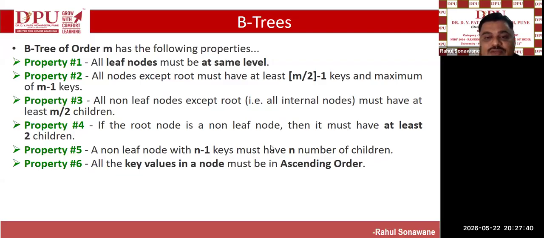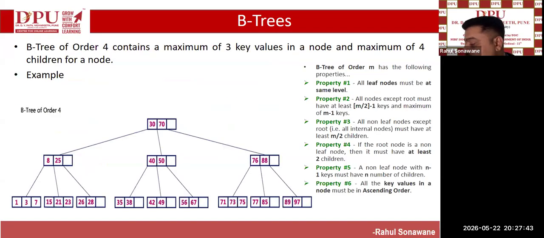Okay, so let us move forward with this example and try to verify whether all those properties that we have just seen in the previous slide are followed by my given tree or not. So the first property, let's say this is the B-tree of the order 4. So let us cross check each and every property. So whether all the leaf nodes are at the same level. Yes.